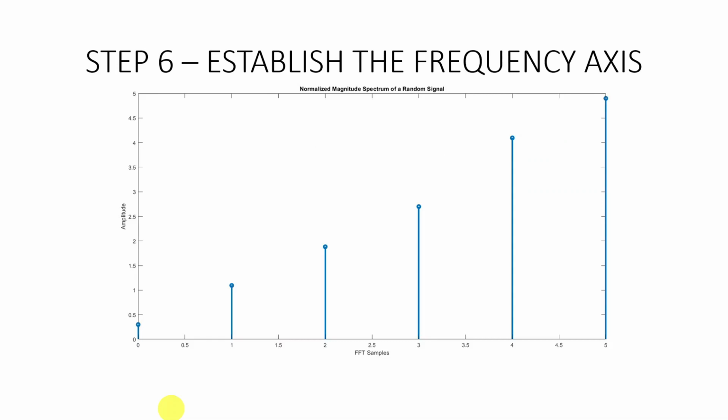The last step is to establish the frequency axis. At this stage, all the samples in our magnitude spectrum have their true amplitudes, but if you notice, the horizontal axis doesn't make sense. We expect the frequency values here in Hertz. So to establish the frequency axis, you have to first remember that the first sample of the magnitude spectrum represents a frequency of 0 Hertz, and the last sample of the magnitude spectrum represents a frequency which is half of the sampling rate.